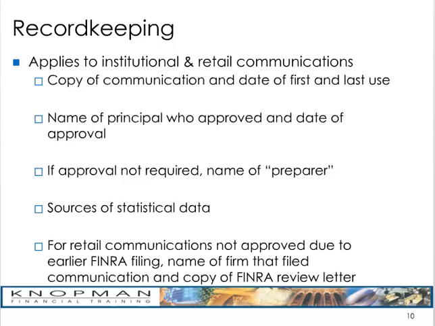Okay. And if the firm is relying on that exemption from the principal approval requirement because the communication was already approved by FINRA, the firm must have the name of the firm that originally filed the communication and a copy of the FINRA review letter. So again, a rep can use a retail communication without principal approval if that communication had been filed with FINRA by another firm. Well, then the record for that communication has to include the letter from FINRA effectively approving it, what's called the no objection letter, where FINRA didn't have a problem with the communication.